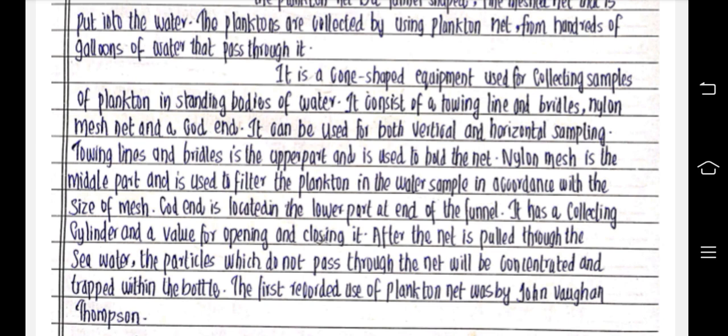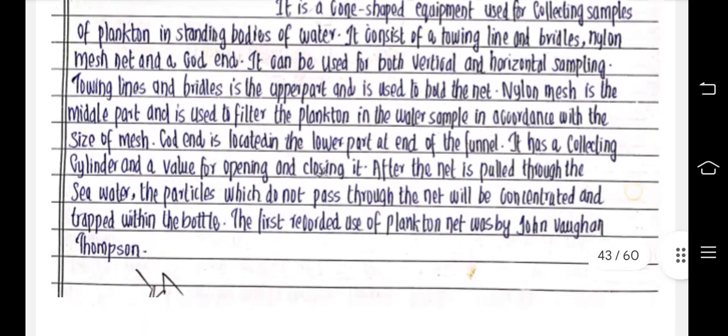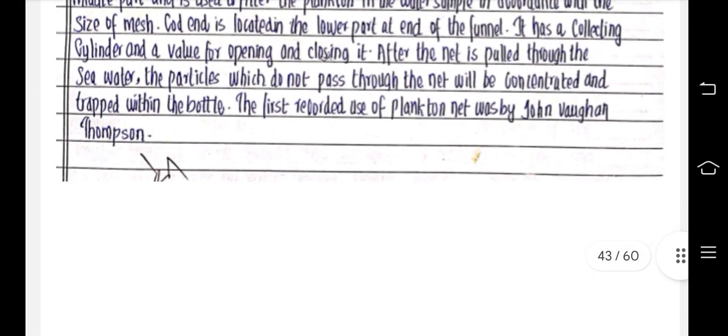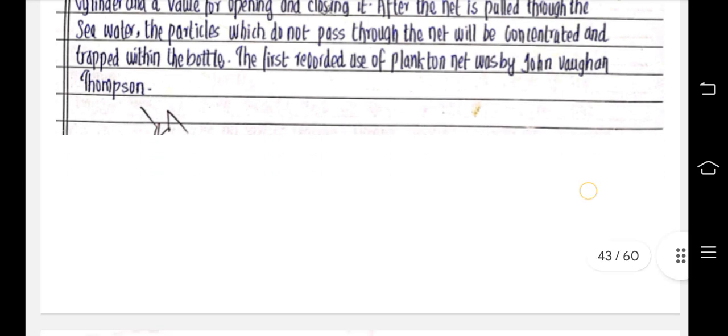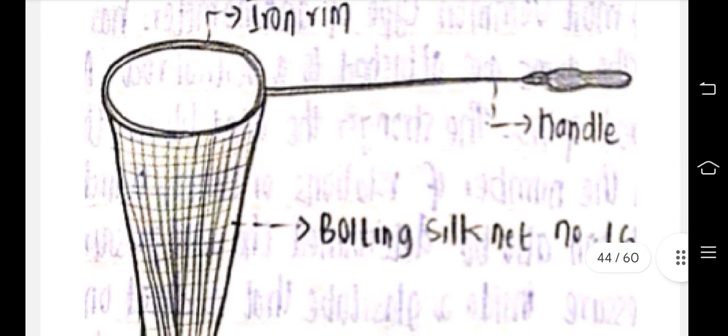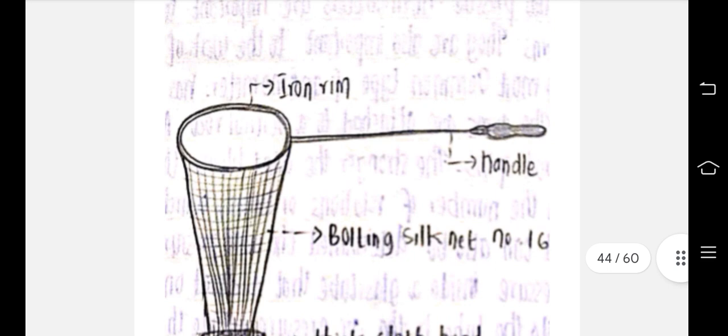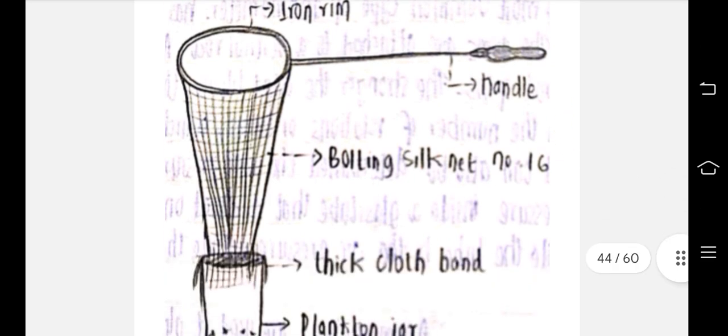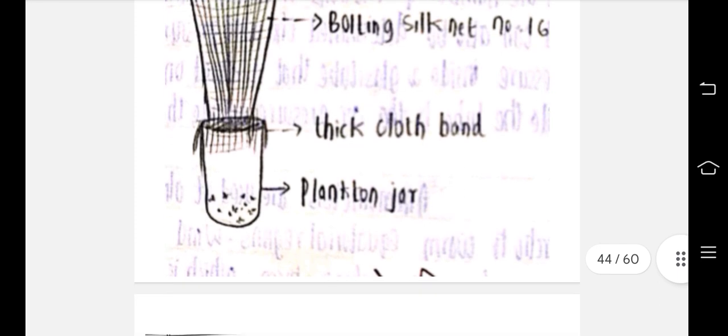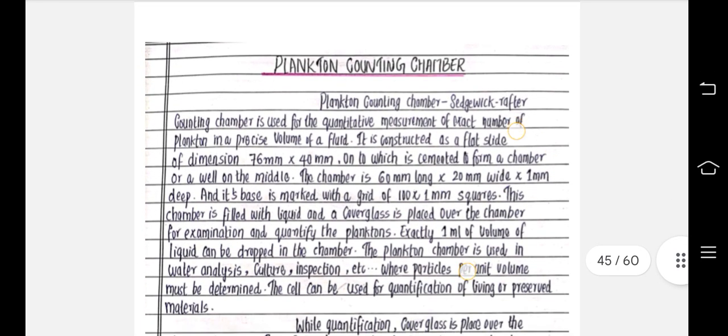After that, it is pulled through the seawater. The plankton that do not pass through the net will be concentrated and trapped within the bottle. The first recorded use of the plankton net was by John Vaughan Thompson. Then in the plankton net we could see how it is constructed: iron rim, handle, bolting silk net number 16, thick cloth band, plankton jar.